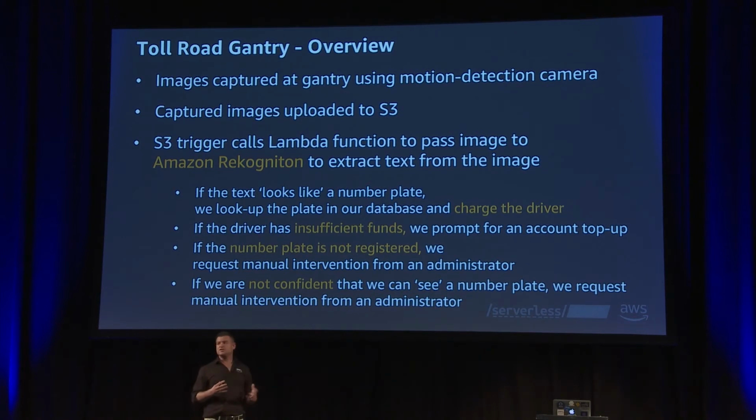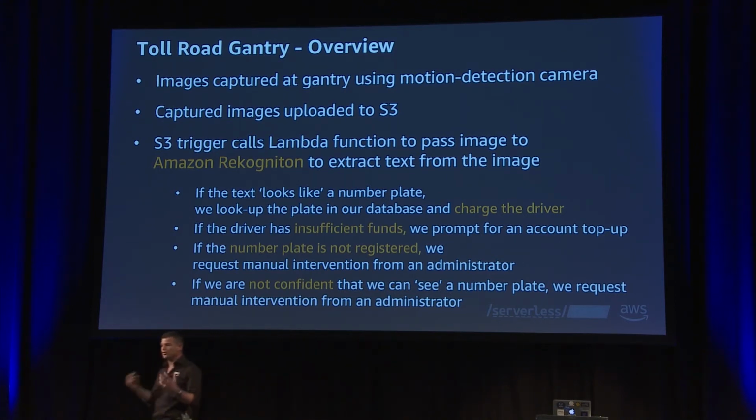So there's a couple of conditions that I need to be able to handle. If the text looks like a number plate, maybe because there's lots of writing on the car, we need to grab all the text we can see in the image and then run it through a regex to basically say, yep, that's a number plate. If it looks like a number plate, then we want to charge the driver associated with the account. If the driver has insufficient funds, we need to notify the driver they need to pay us money, and we need to put the workflow into a wait state. If the driver has sufficient funds, we want to charge them straight away, obviously.